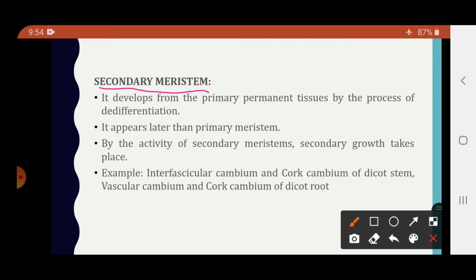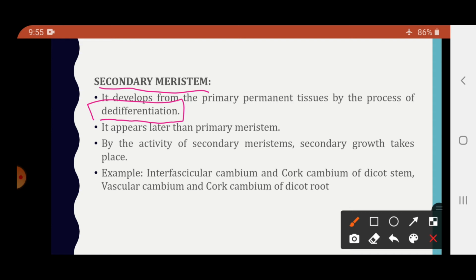सो what happens here, जो primary meristem ने primary permanent tissues बनाए हैं, these primary permanent tissues undergo de-differentiation. See students, what was differentiation? Differentiation was the process where the cells were getting matured. Now, what happens in the primary permanent tissues? Students, in the primary permanent tissues, the mature cells are de-differentiated. De-differentiated यानी again वो immature cells में convert हो जाते हैं and they gain the property of division.